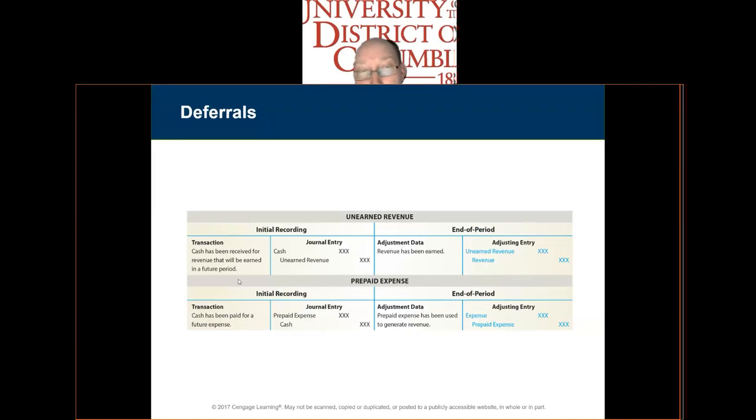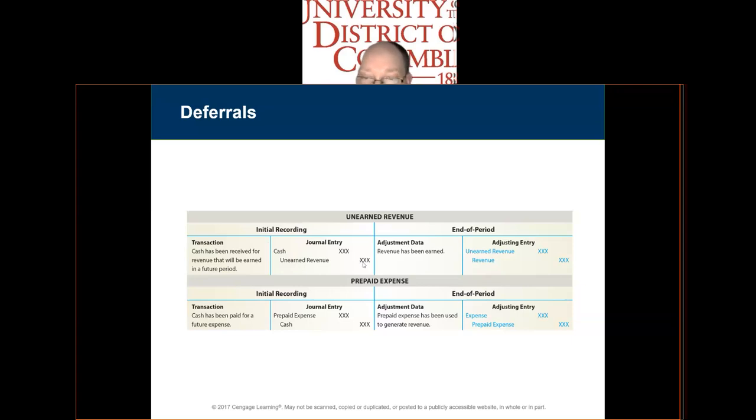So here's how it looks. The first entry we make for revenue, for unearned revenue. The wedding party comes in, they make a 50% deposit. We increase our cash because, hey, we're getting 50%, right? We increase our cash by debiting cash. And we increase our unearned revenue account, which is a liability account, by crediting unearned revenue. That's the first entry we make.